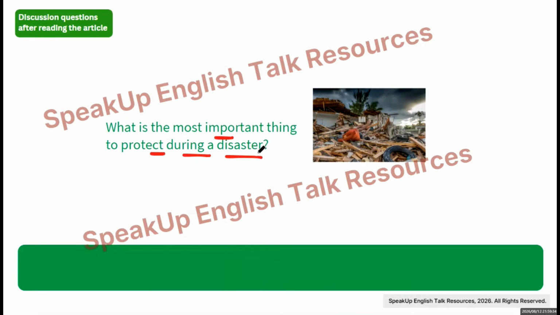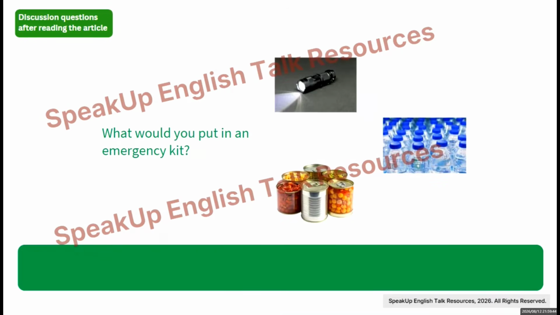Another great conversation, right? Students can mention, oh, the most important thing is their money, their passport, their phones, their wallet, etc. And another one, for example: what would you put in an emergency kit, right? Flashlight, water, food, canned food, etc. So many things that you can talk about.